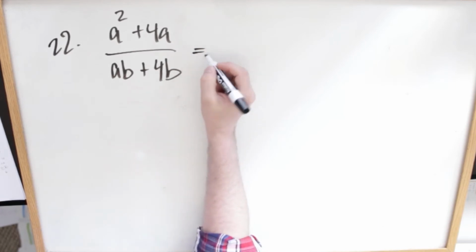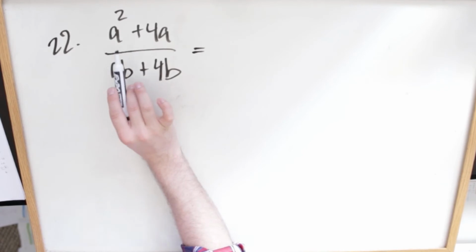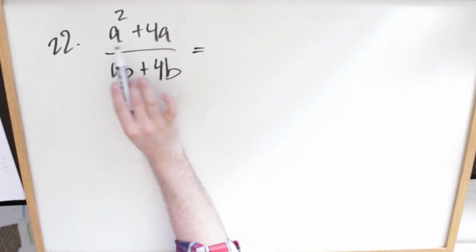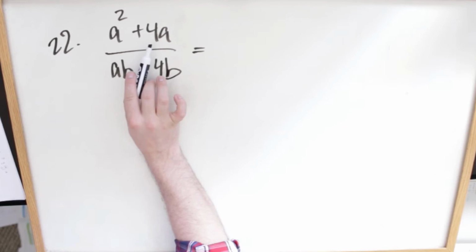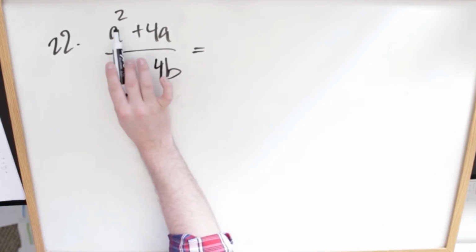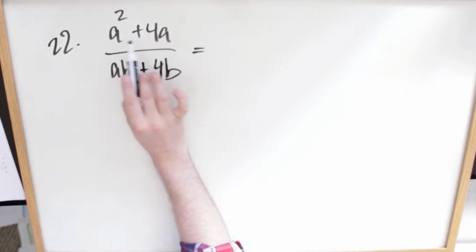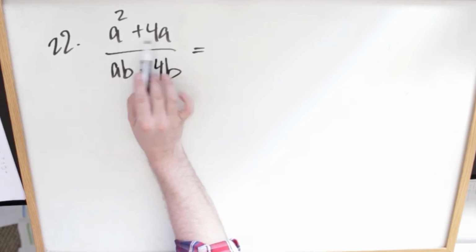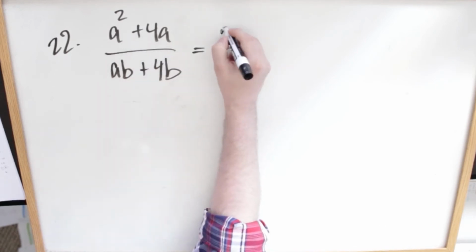Usually when I look at questions like this, I'm going to try to spot what is common between both pieces in the numerator. I'm only going to do the numerator first, and the denominator second. Let's look at the numerator first. There's an a squared in the first part and a 4a in the second part. So that means there's an a in both of these pieces. So I'm going to pull an a out.